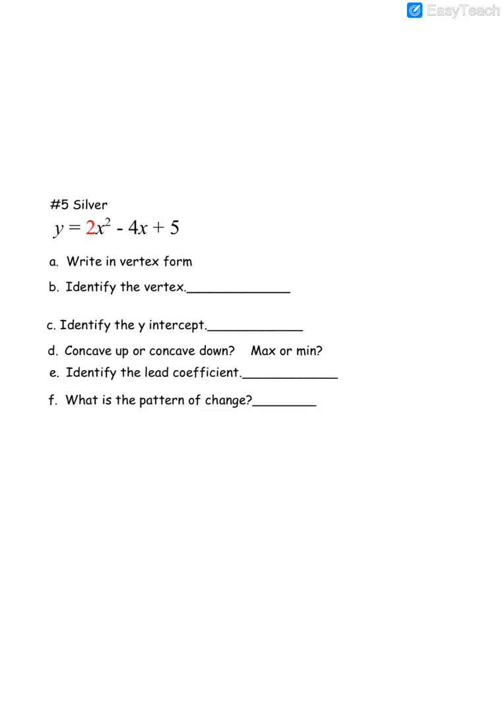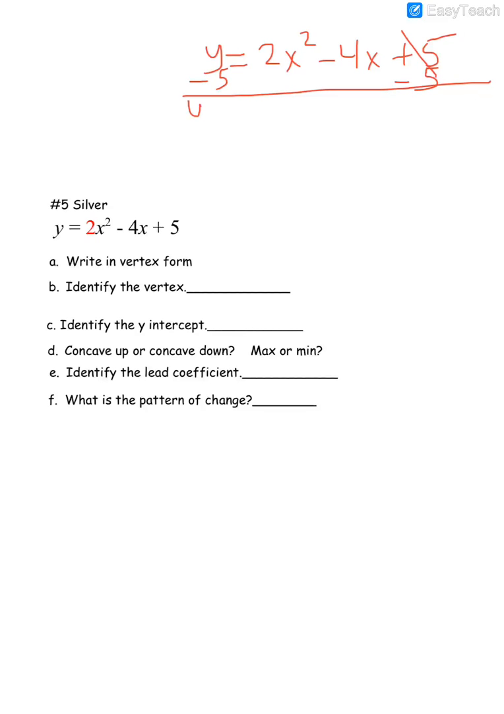Let's see what we have here. This time it says write in vertex form. So I'm going to do it up here: y equals 2x squared minus 4x plus 5. Just be a little careful because the lead coefficient isn't a 1. So again, I'm going to subtract the constant. y minus 5 equals 2x squared minus 4x. I want to have a lead coefficient of 1 to complete the square, so I'm going to rip out 2.